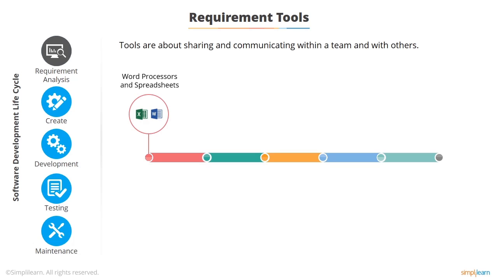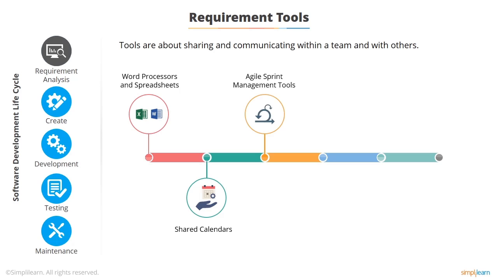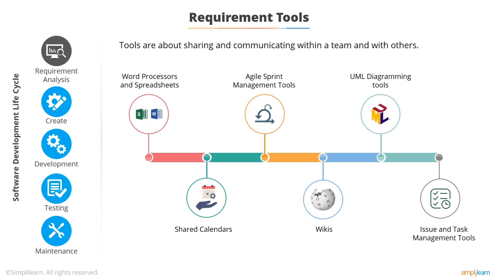So fairly obviously, word processors and spreadsheets, although spreadsheets are often very much abused and can cause a lot of problems. Shared calendars, so we know when meetings are. Sprint management tools, although a lot of sprint management tools are very low tech. Wikis are incredibly useful for storing information which is readily accessible. We need UML diagramming tools to describe our applications, and we need issue and task management tools to manage the workflow.